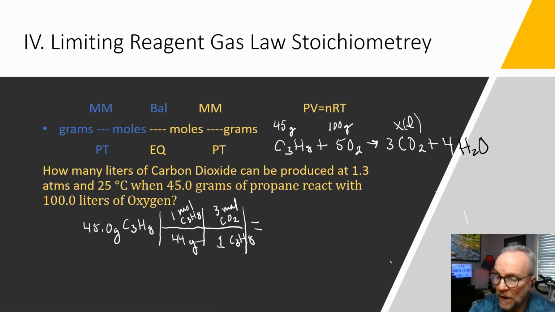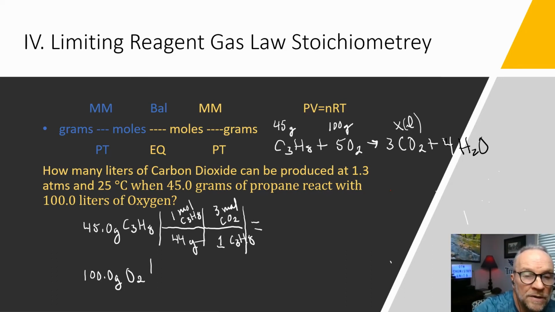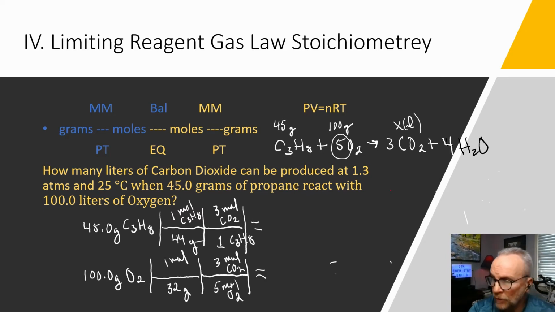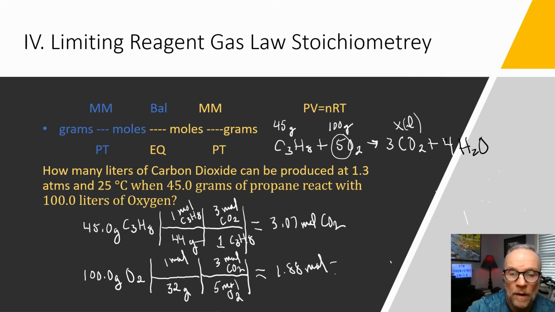Now let's figure out the oxygen. We have 100 grams of oxygen. Don't forget, oxygen is O2 here. So it'll be 32 grams of O2 per 1 mole. And then for every 5 moles of O2, we have 3 moles of CO2. So we work those out. We get 3.07 moles here of CO2, and we get 1.88 moles of CO2.